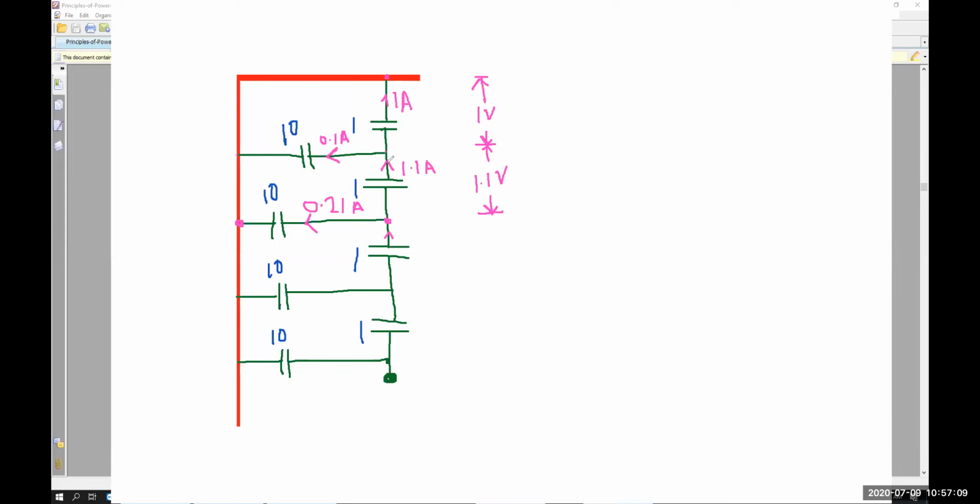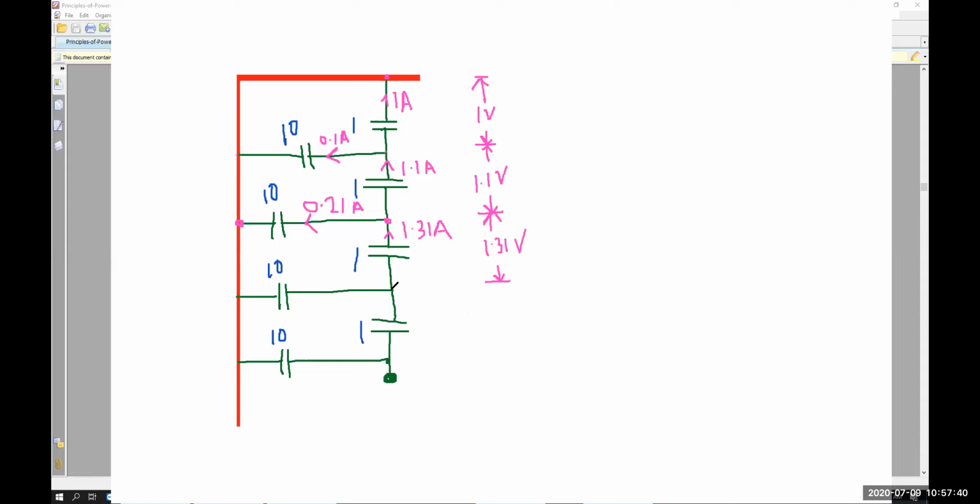Now what is the current here? Here the current is 1.1. Here the current is 0.21. So how much current do you have here? 1.31 ampere, exactly. So if that is the current, how much volt will you have here? 1.31 volt.